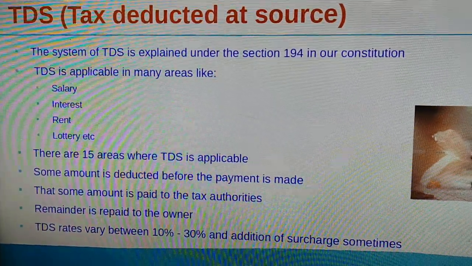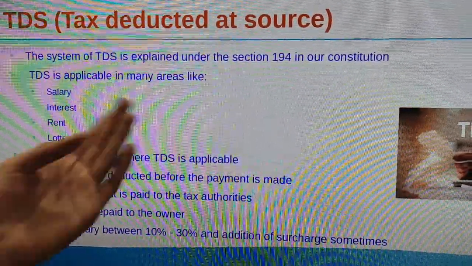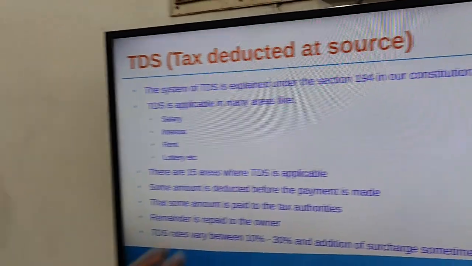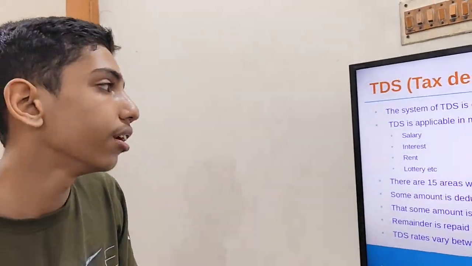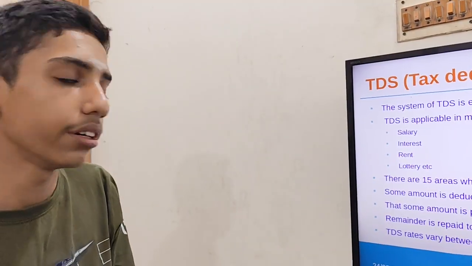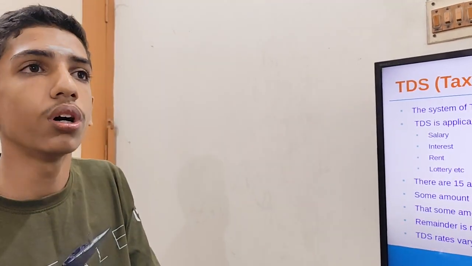The next topic is TDS, tax deducted at source, and it is explained under section 194 in our constitution. It is applicable in 15 areas, such as salary, interest, rent, lottery and many others. We will look at salary now.